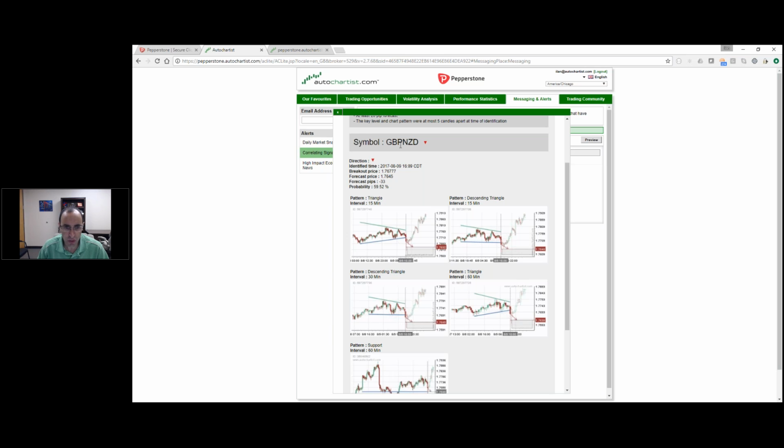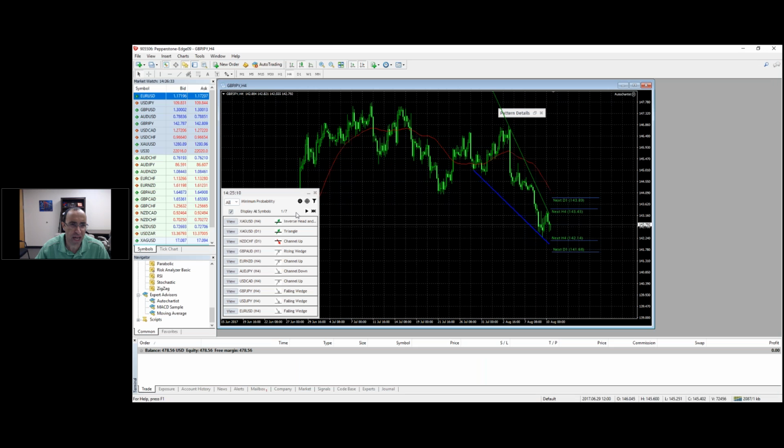But in general, the correlating signals are very, very strong, especially if I look at the ones, for example, we have now on XAG and on, I think it was the New Zealand dollar, which I showed you earlier. Those are very, very strong signals to follow.